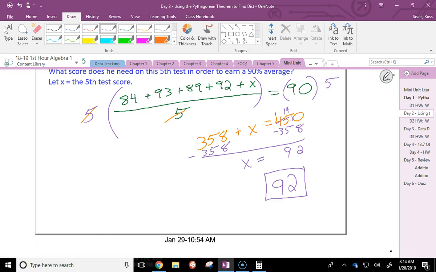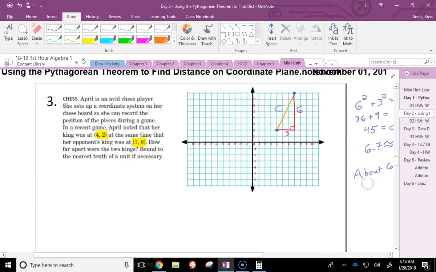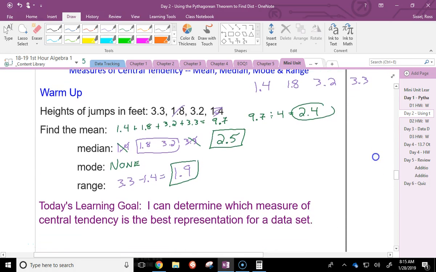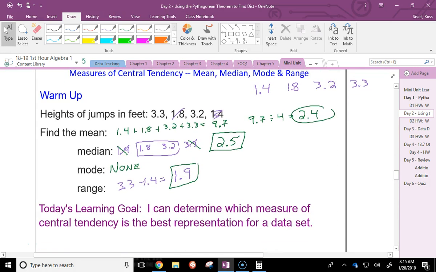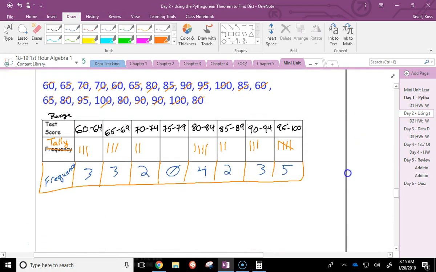Okay. I know we went over about 3 things. 1, finding the distance between 2 points on a coordinate graph by creating a right triangle and using the Pythagorean theorem to find our side squared plus side squared equals hypotenuse squared. We then worked with central tendency. Make sure we understand on our frequency table that we need to have a range first and then collective.